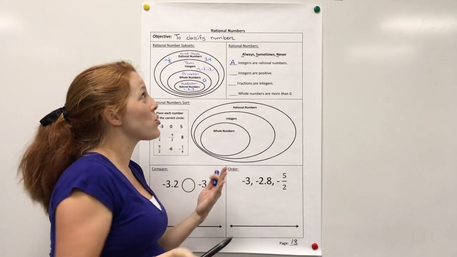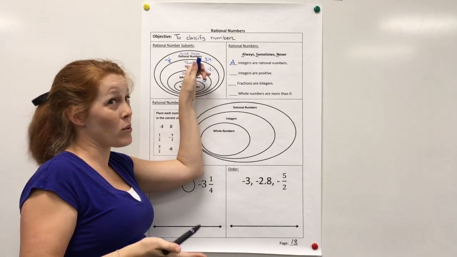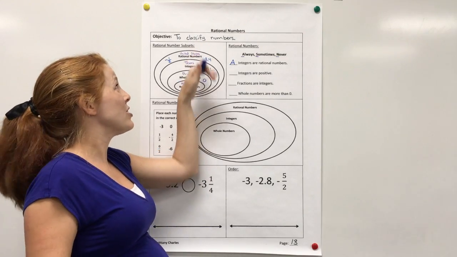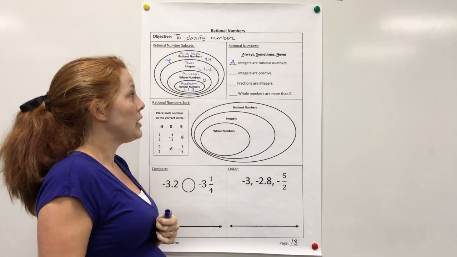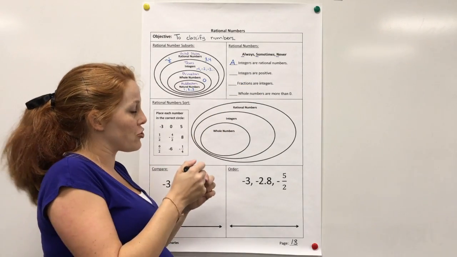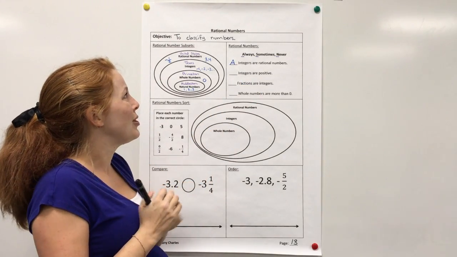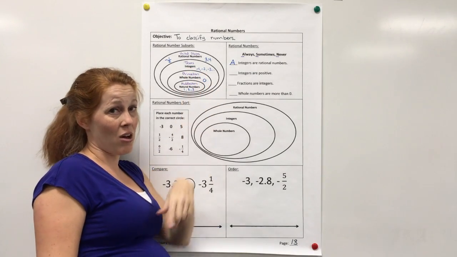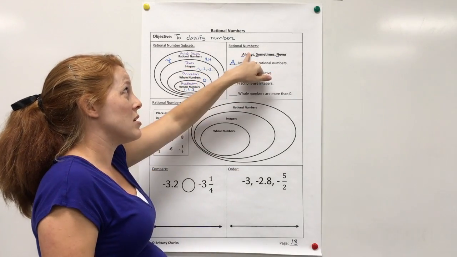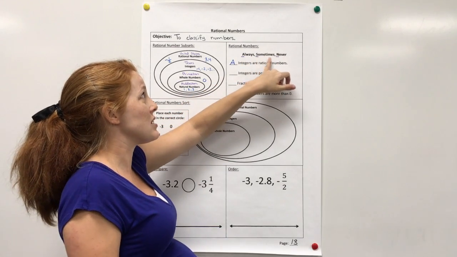No matter what, Texas is always going to be inside the United States, so all integers will also be rational. Always. Okay, next one. Integers are positive. Well, if I look right here, I can see some negatives, so I know it can't be always.